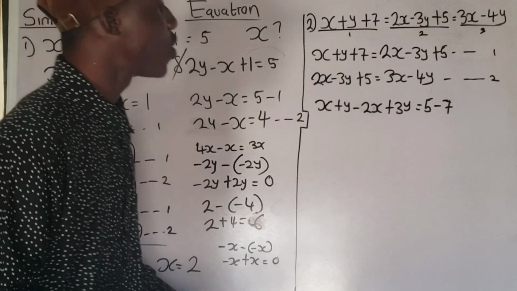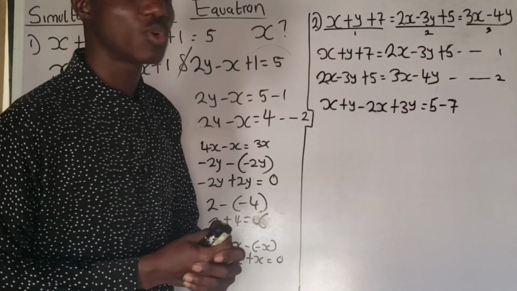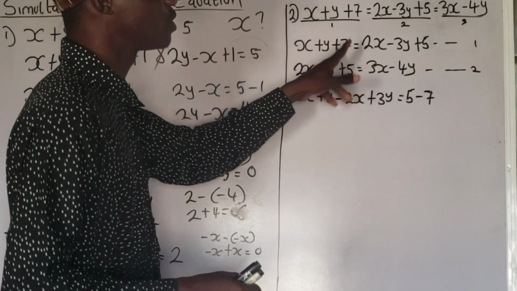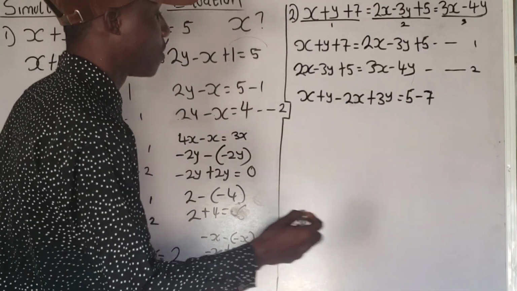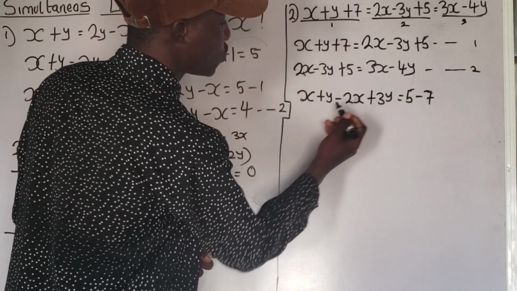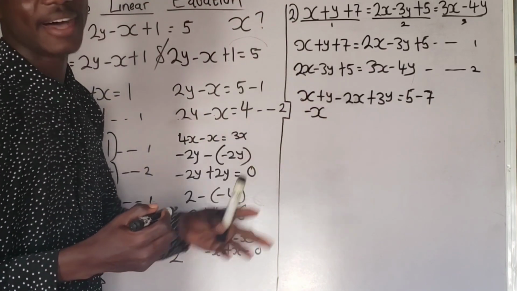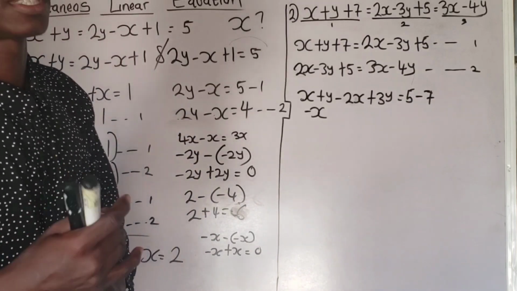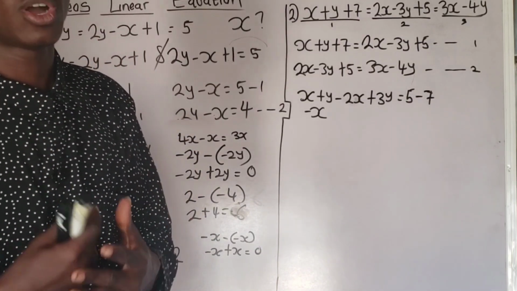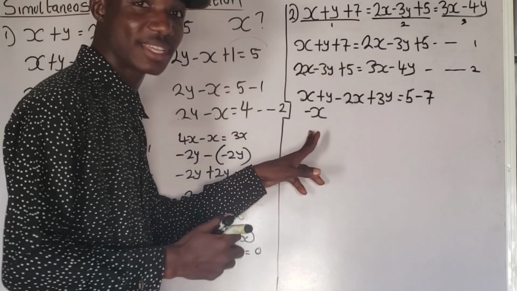Do you understand? So I move this 2x and negative 3y to the left-hand side of this equation, and I move this positive 7 to the right-hand side of the equation. So from this point, I'm going to have x minus 2x. That will be what? Negative x. Because it's just as if you are owing someone 2 naira, and you give that person 1 naira. That means you are owing 1 naira now. Are you paying attention? So that's why I have negative x.